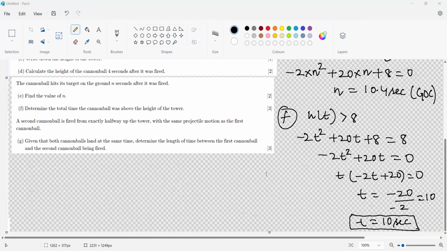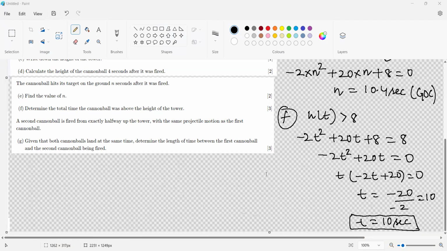So what have we been given? We have been given that the second cannonball follows the same projectile motion. It means that it is also following a quadratic. So the equation of the first cannonball, we know that. The second cannonball will also have the same projectile as the first cannonball. It means both functions would be the same. There is only a change in the height of the tower.